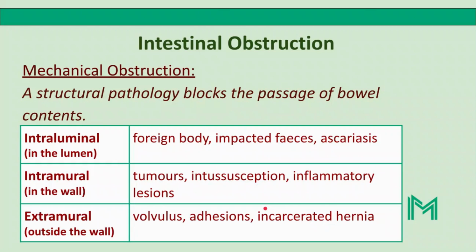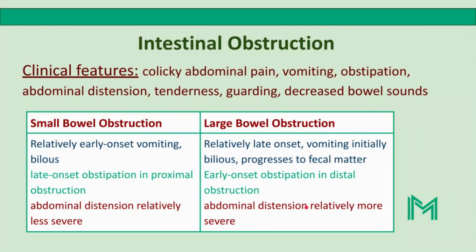So these are the three main blocks that fall under mechanical obstruction. And as you can see, these are all physical pathologies that can block the bowel. These are structural, these are visible, these are physical, unlike the functional obstruction, where the only issue has to do with motility. All right. Now, what are the clinical features of intestinal obstruction? A patient will present with colicky abdominal pain, there will be vomiting, there will be obstipation.